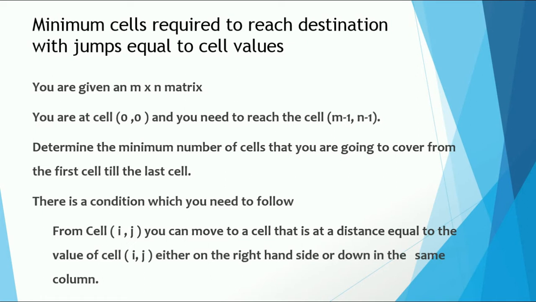Like every problem which involves movement within the matrix, there is a condition which defines the movement. The condition is that from a cell i, j, you can move to a cell that is at a distance equal to the value of cell i, j, either to the right, that means in the right direction, or down below in the same column.